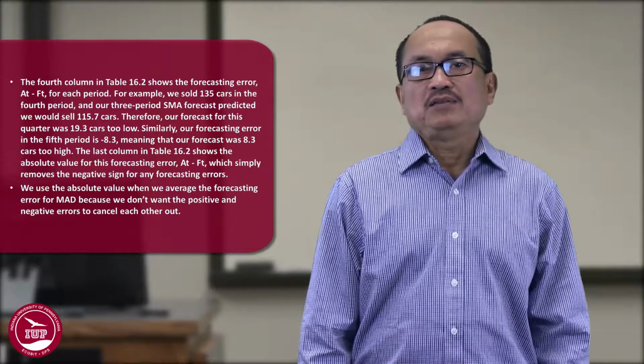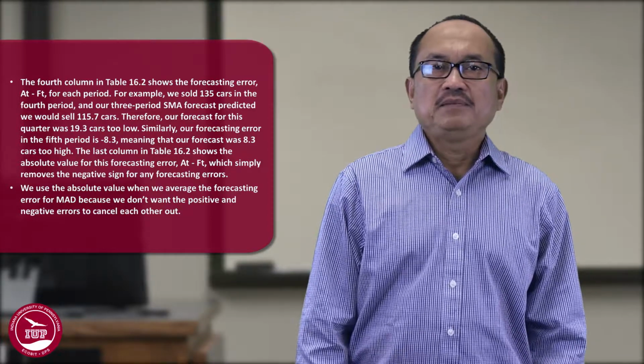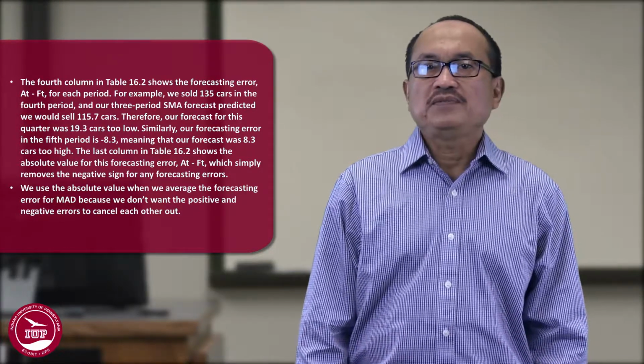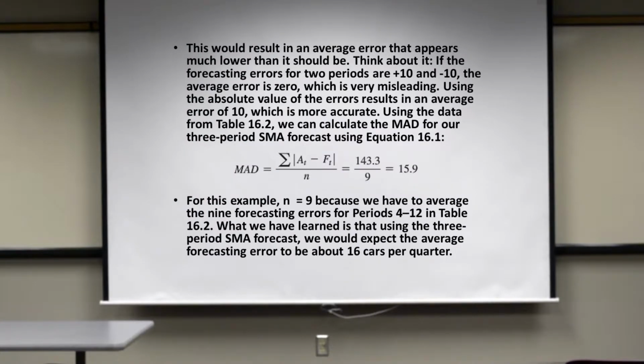We use the absolute value when we average the forecasting errors for MAD because we don't want the positive and negative errors to cancel each other out. This would result in an average error that appears much lower than it should be. Think about it. If the forecasting errors for 2 periods are plus 10 and minus 10, the average error is 0, which is very misleading. Using the absolute value of the errors results in an average error of 10, which is more accurate.